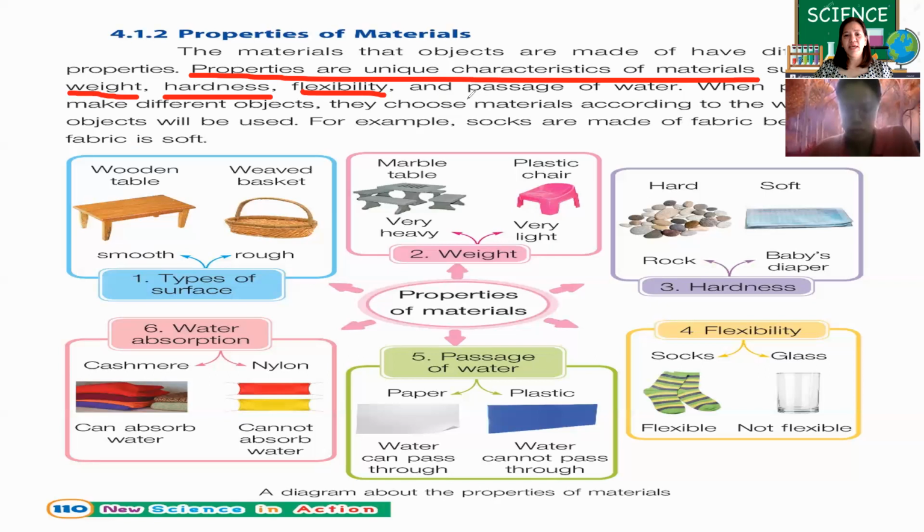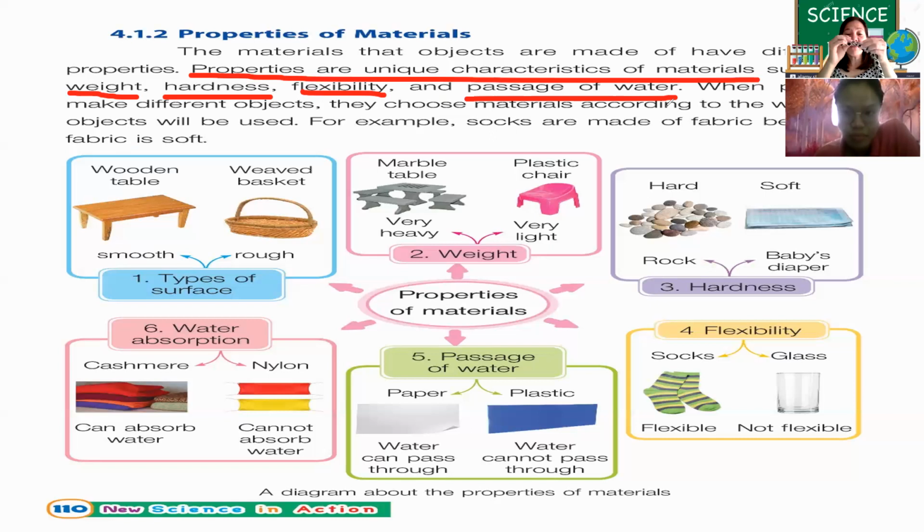We have the passage of water, meaning if the water can pass through. For example, a cell phone. This is made of glass, plastic, and metal. If you pour water, do you think it will pass through? It will not.